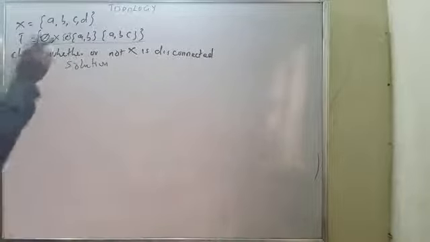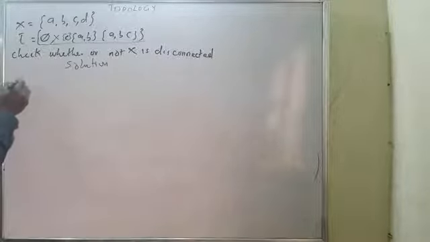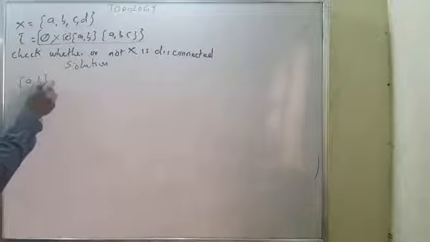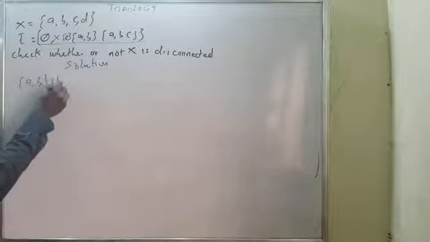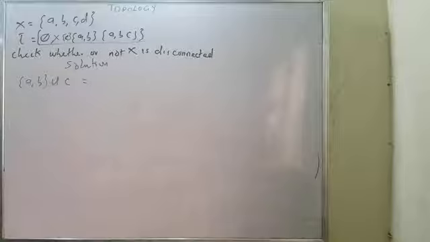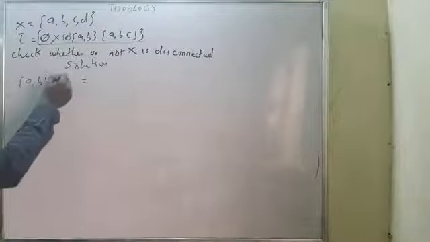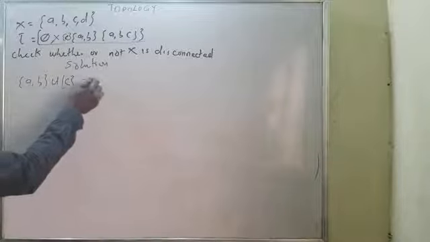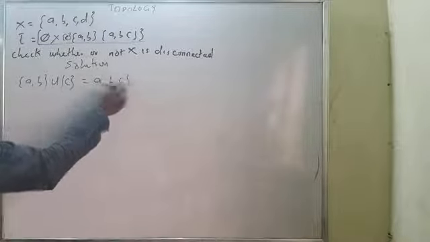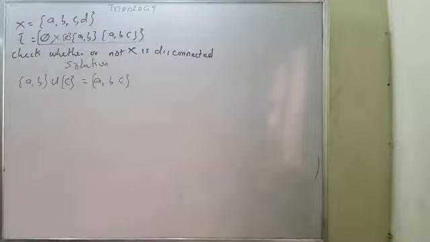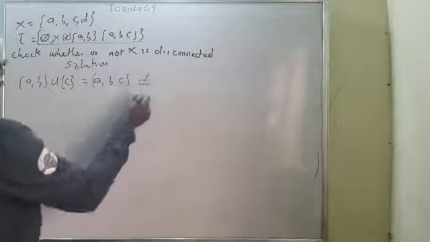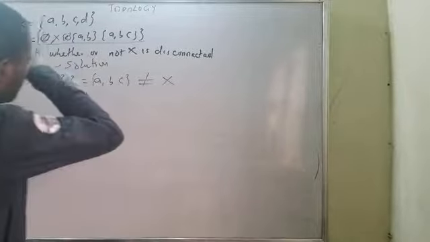Now, I can pick A union C. What is my A union C? A union C is A union C. What is my A and my C set? It will be equals to ABC. ABC is not equals to X. Not equals to X.